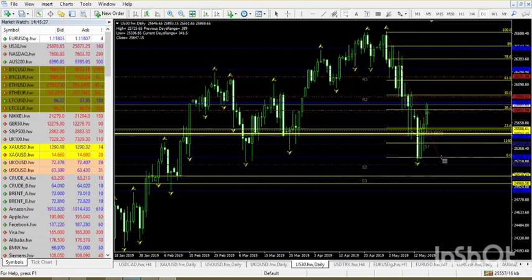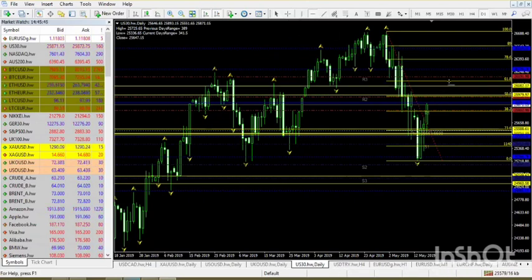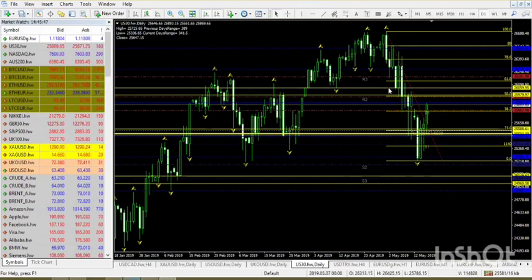If you draw the Fibonacci, you have pivots here, and the price is between the 38 and 50 levels, so it's inside the pivots. So if it goes further than that, the next retracement will be here and also here.